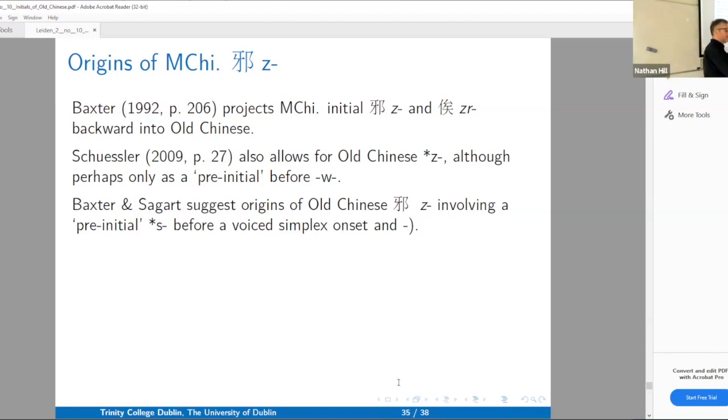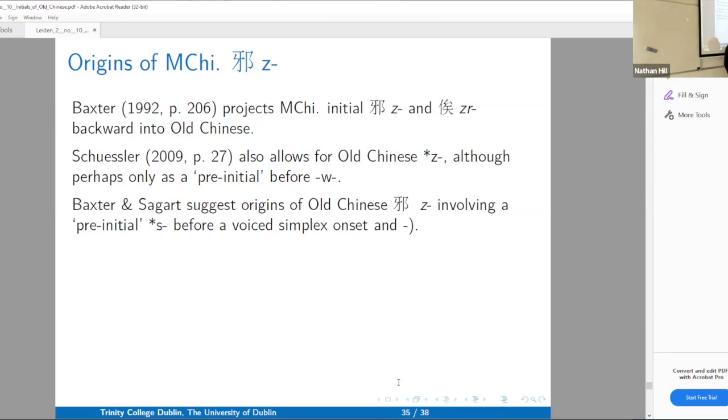So we talked about the ya, where Baxter and Sagart get rid of it, and Axel Schuessler and Yongzhak Dong. Then we have the ha, which Baxter and Sagart get rid of, and I don't think anyone else has really commented on, but let's say they also want to get rid of it. Similar with z. So Baxter in 1992 just projected it straight back to the beginning. So he thought Old Chinese had a z.